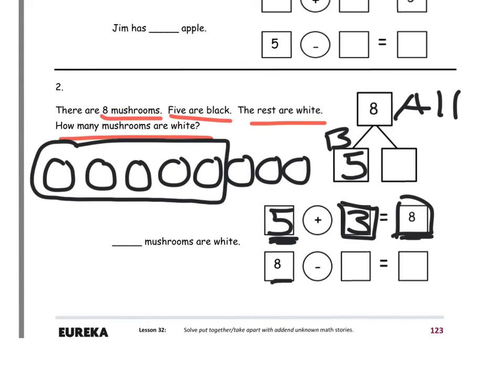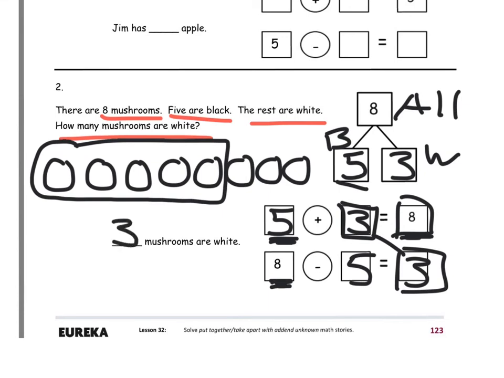Or I can start with how many I have in all, which is 8, and subtract the part that I know. I know that I have 5, so 5 can go here. And then I would count back from 8 5 times. 7, 6, 5, 4, 3. So my unknown is 3. So up here on my number bond, I'm going to write 3. This is how many are white. And then over here, I want to answer this part. 3 mushrooms are white.